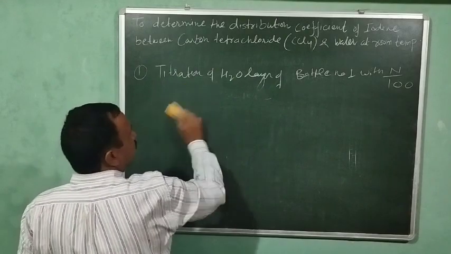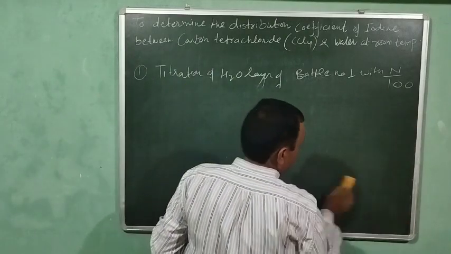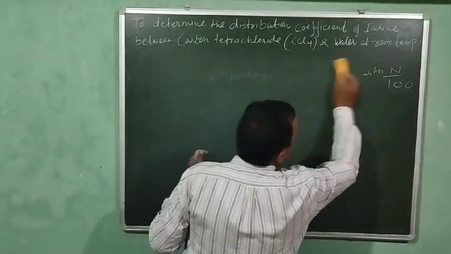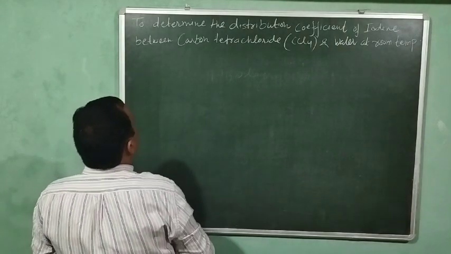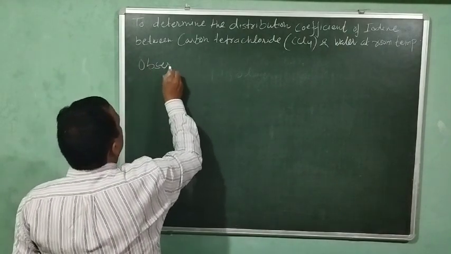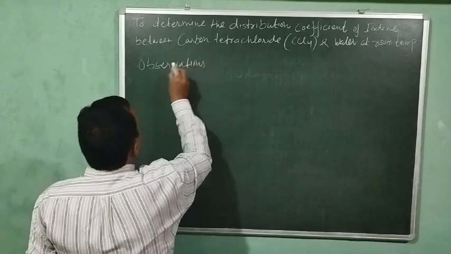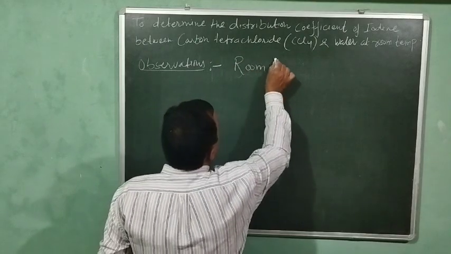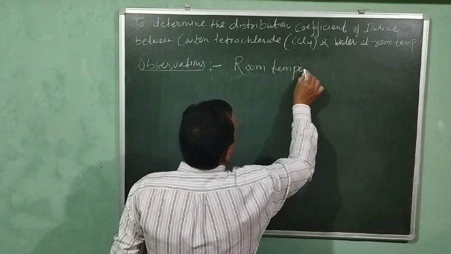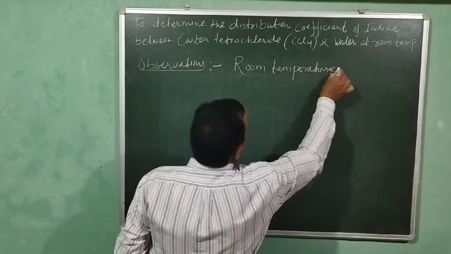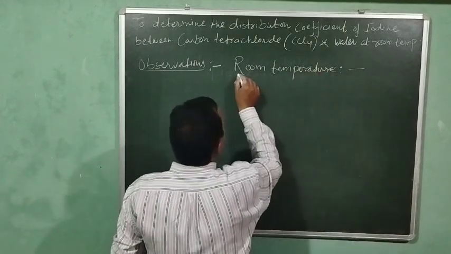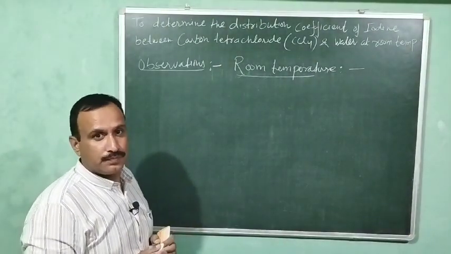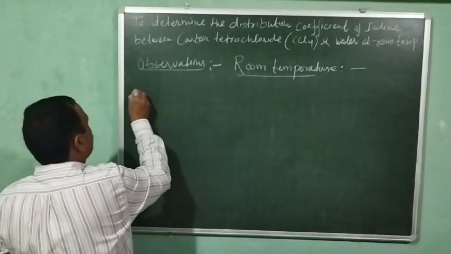And then we will note the observations. So in observation, first of all we will record the room temperature. और observation में सबसे पहले क्या चीज़ लिखी जाएगी? सबसे पहले लिखा जाएगा room temperature, और जो भी temperature लैब का होगा that will be the room temperature. And then we will draw here the observation table, and it will be drawn like this.